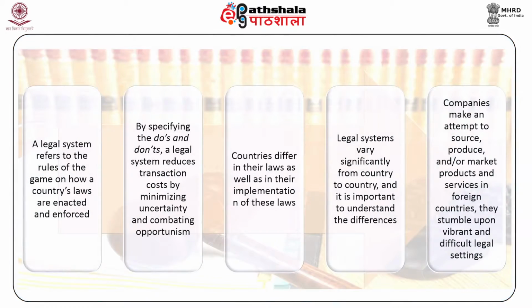A legal system refers to the rules of the game on how a country's laws are enacted and enforced. By specifying the do's and don'ts, a legal system reduces transaction costs by minimizing uncertainty and combating opportunism. Countries differ in their laws as well as in their implementation of these laws. Legal systems vary significantly from country to country, and it is important to understand the differences.